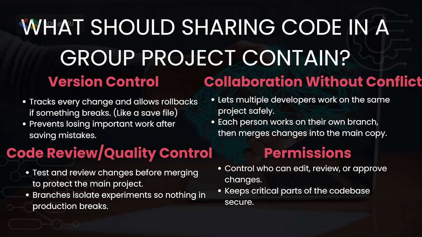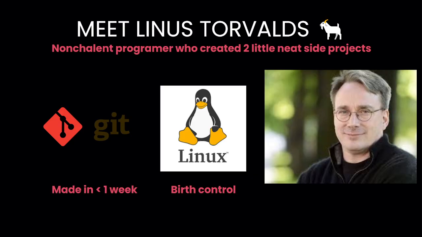So a little bit of a story about how Git was created. This is Linus Torvalds. He's a neat nonchalant programmer who just made two little neat side projects. This one thing called Git, made in less than a week. And then Linux, which I just call birth control, even though I plan on using it.